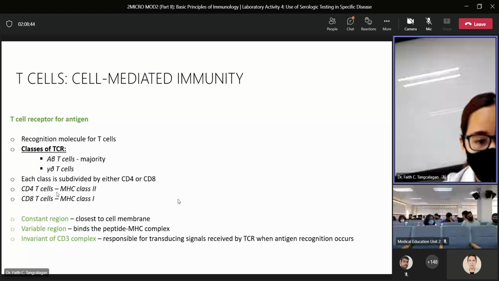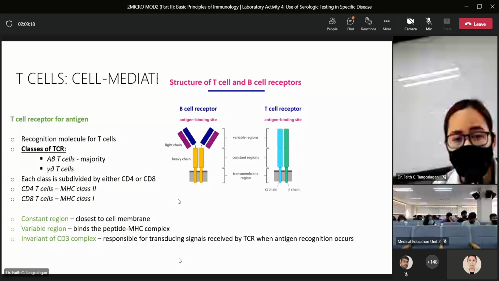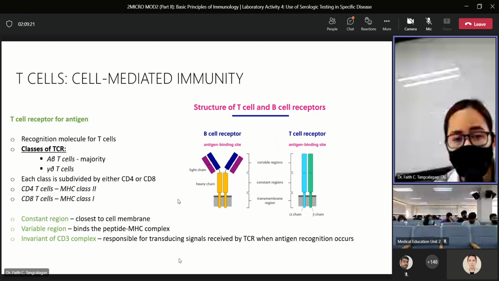Okay? Also same as with your B cells, your T cells also have constant region, variable region, but the only difference is that it has an invariant CD3 complex region or portion, because it is responsible for transducing signals received by your T cell receptor when your antigen is recognized. Okay, so these are the parts or the structure of a T cell receptor for antigen. So this is the difference or the similarity of both the T and B cell receptors.